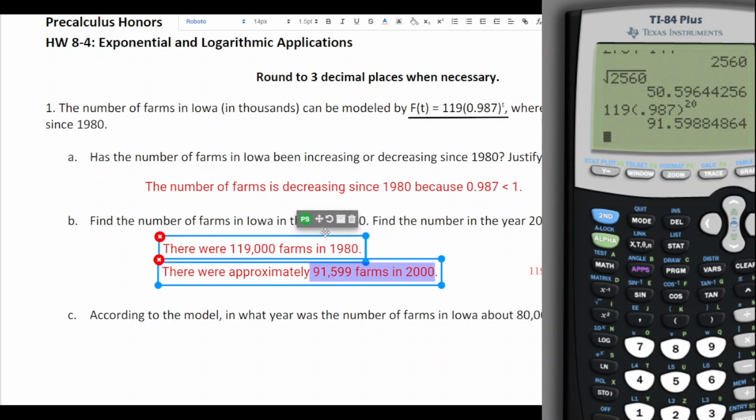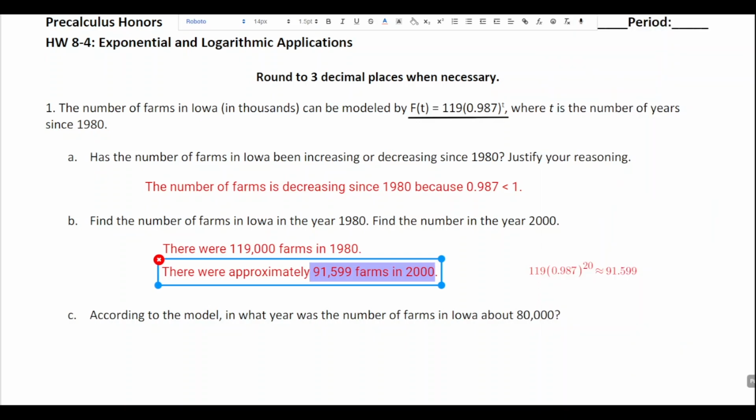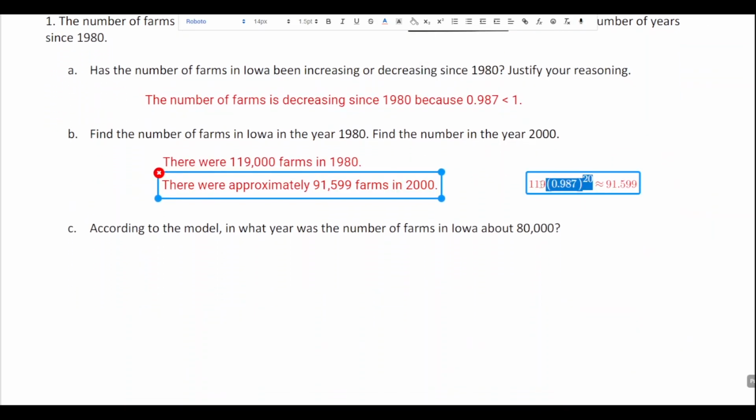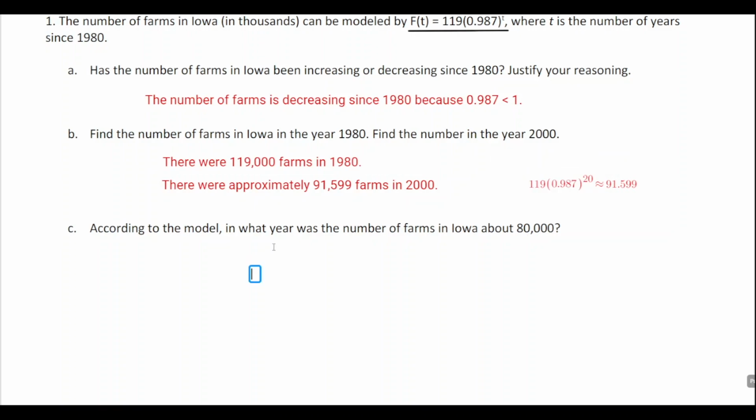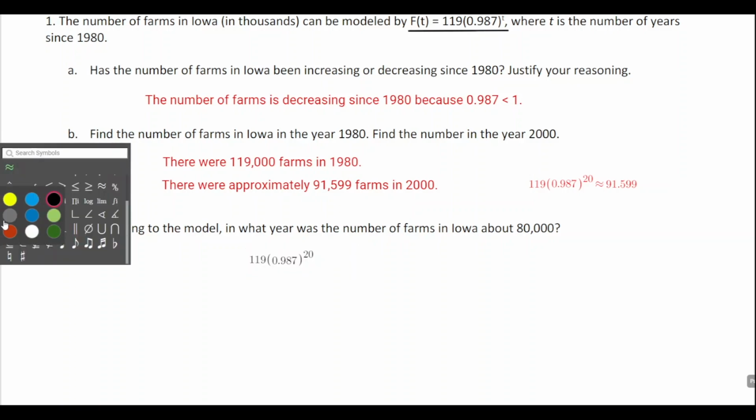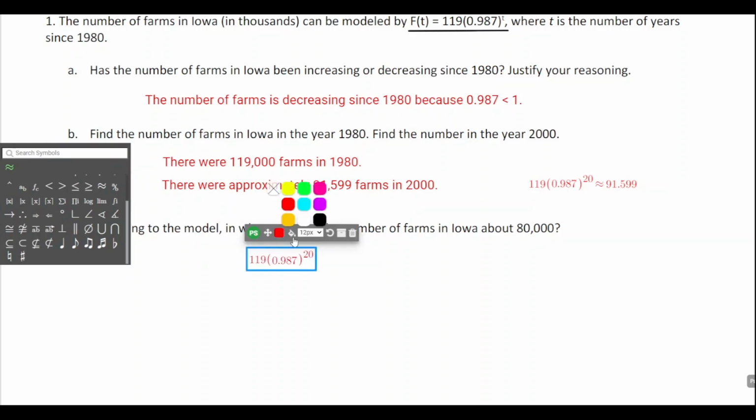Okay, so it says, according to the model, in what year was the number of farms about 80,000? This is where we are really going to get started with the solving. We're going to set up our equation, except our unknown is going to be t, and our output is going to be 80,000. Or I guess it'll really just be 80, because our function is defined in terms of thousands. So we've got 119 times 0.987 to the power of t, and we want to know when that is going to be 80,000. So we're just going to put 80 there.